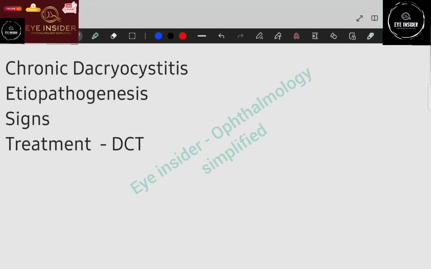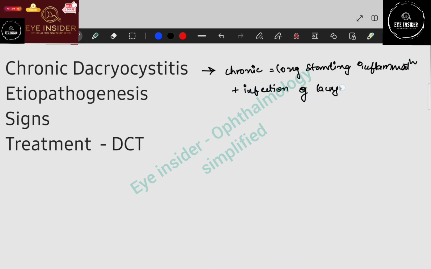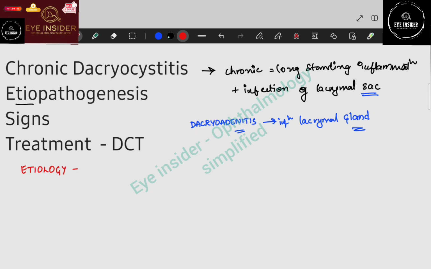In today's class, we will discuss chronic dacryocystitis, its etiopathogenesis, signs, and treatment of DCT. So, what is DCT? It is a chronic long-standing inflammation or infection of the lacrimal sac. The lacrimal sac is located in the lacrimal fossa, whereas dacryoadenitis is the inflammation of the lacrimal gland, which is present in the upper eyelid, right? So this is dacryoadenitis versus dacryocystitis.